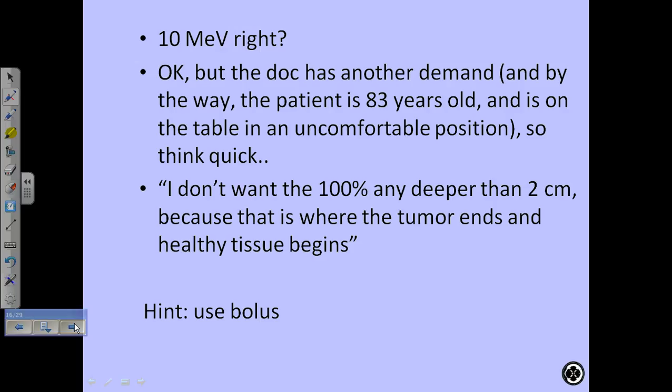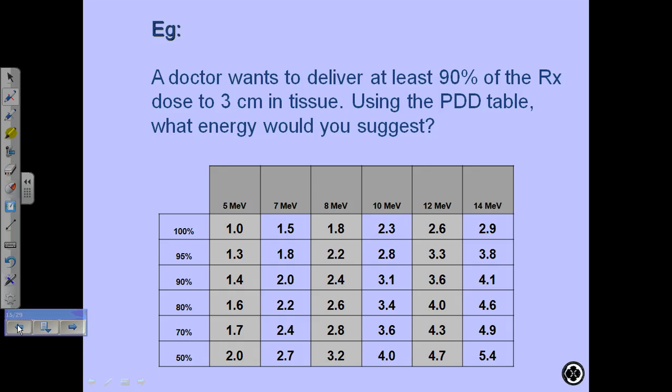He says, I don't want the 100% any deeper than 2 cm, because that's where the tumor ends and healthy tissue begins. In other words, the tumor is 3 cm deep, but it only goes up to 2 cm depth, and this is all healthy up here. He doesn't want the 100% deeper than 2 cm. So what do we do? 100% is at 2.3, so that's too deep. We can't use 10 now.